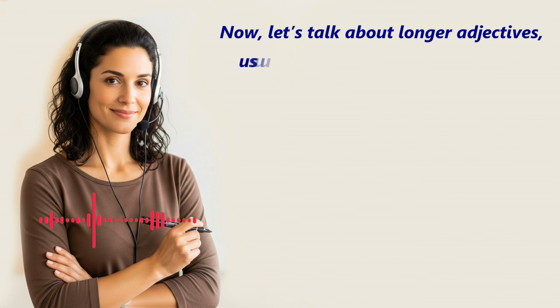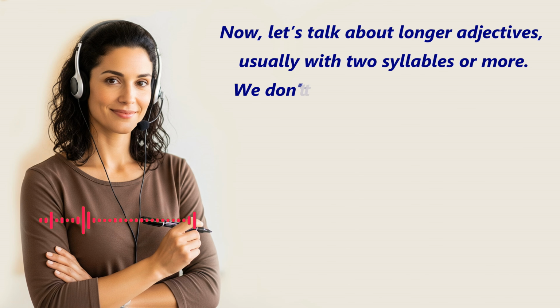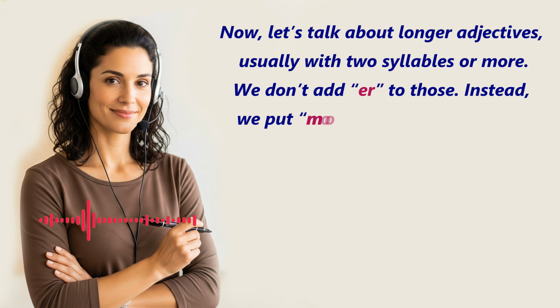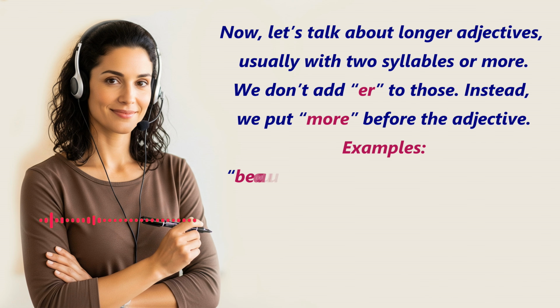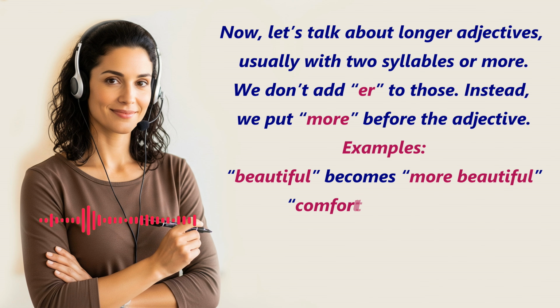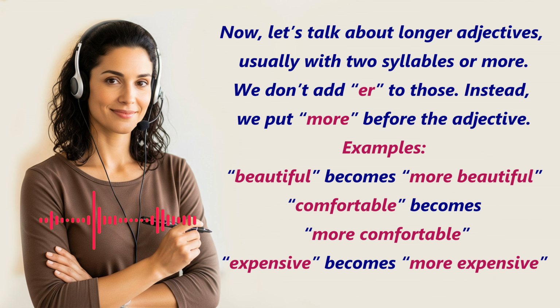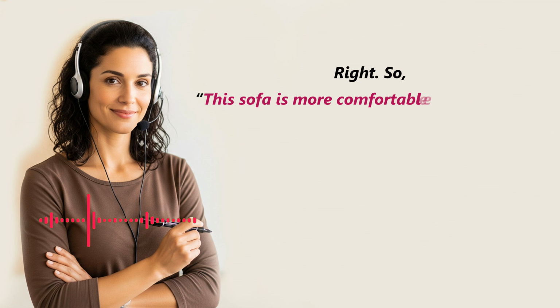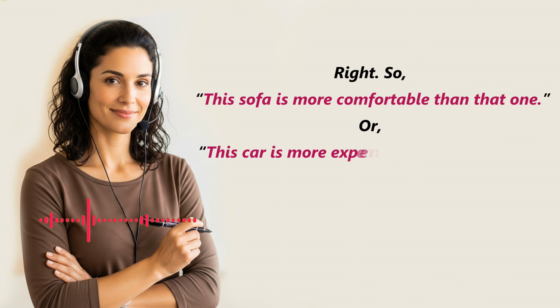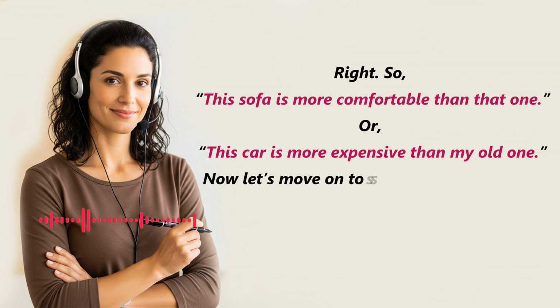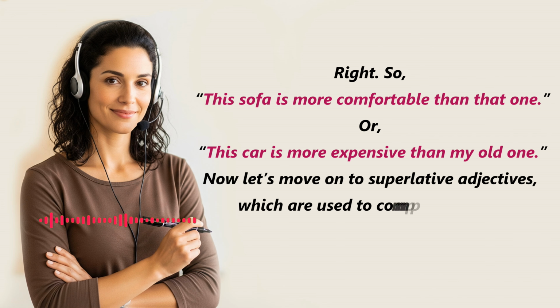Now, let's talk about longer adjectives, usually with two syllables or more. We don't add "er" to those. Instead, we put "more" before the adjective. Examples: beautiful becomes more beautiful, comfortable becomes more comfortable, expensive becomes more expensive. Right. So, this sofa is more comfortable than that one. Or, this car is more expensive than my old one.